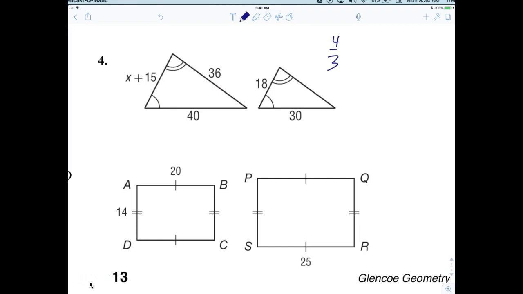Listen to what I'm saying. Does everybody understand that? Yeah. Right? To get from the large to the small, think about it now, you're going to divide or multiply by the reciprocal.